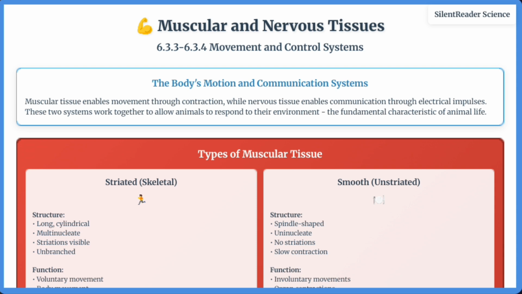The combination of nerve and muscle tissue enables animals to respond quickly to stimuli, the fundamental characteristic of animal life that distinguishes them from plants.